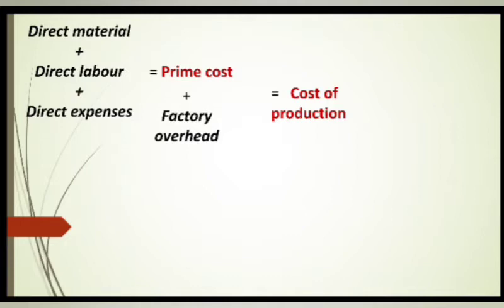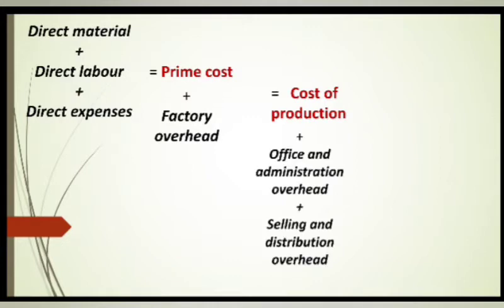Then for getting cost of sales, we have to add office and administration overhead, selling and distribution overhead to the cost of production. What we'll get? We'll get cost of sales or total cost. So it should be noted that the total of office and administration overheads and the selling and distribution overheads is a general overhead. So this is how we'll get the total cost.